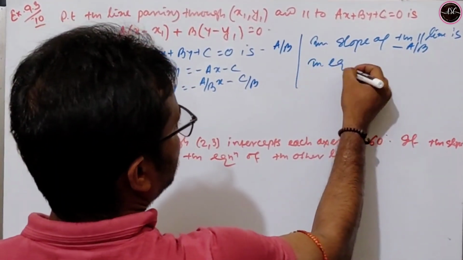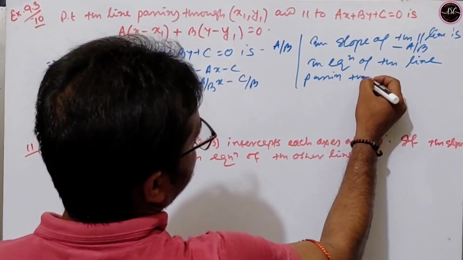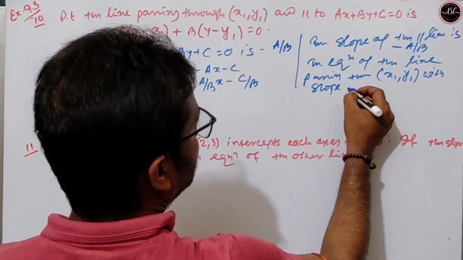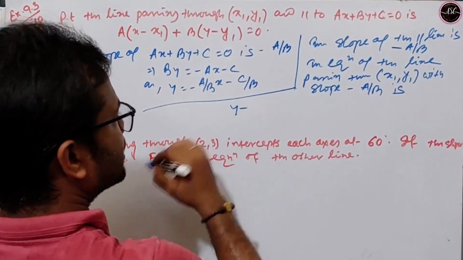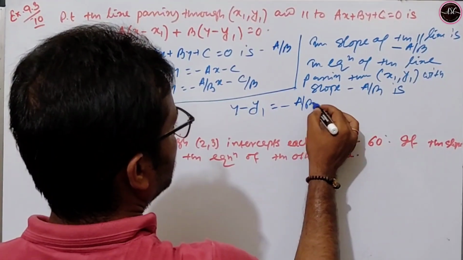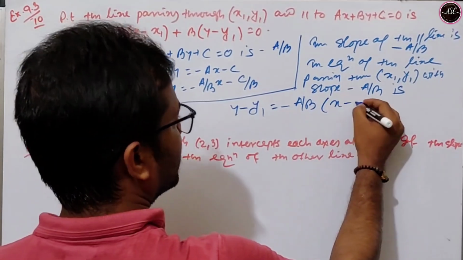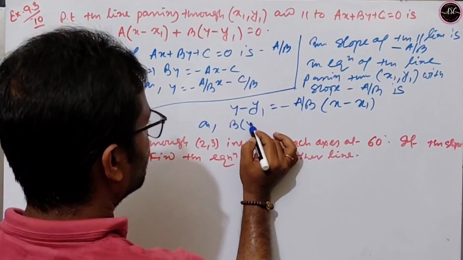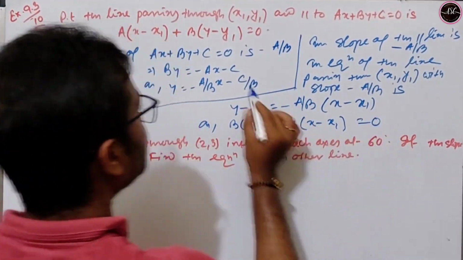So the equation of the line passing through (x1, y1) with slope minus a by b is y minus y1 equals minus a by b into (x minus x1). So just write here b into (y minus y1) plus a into (x minus x1) equal to 0. So this is the equation.